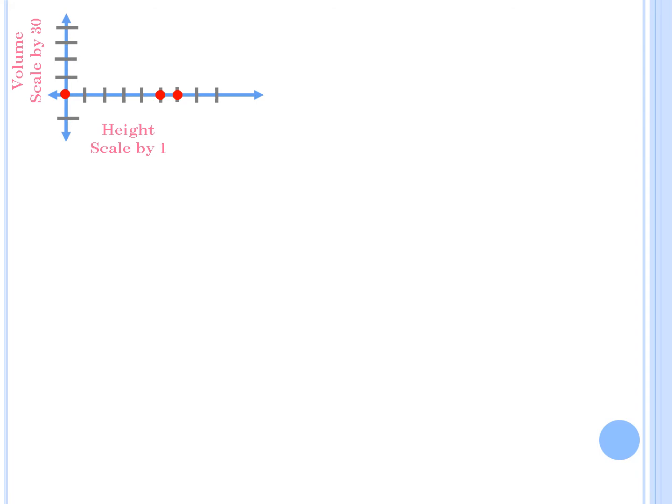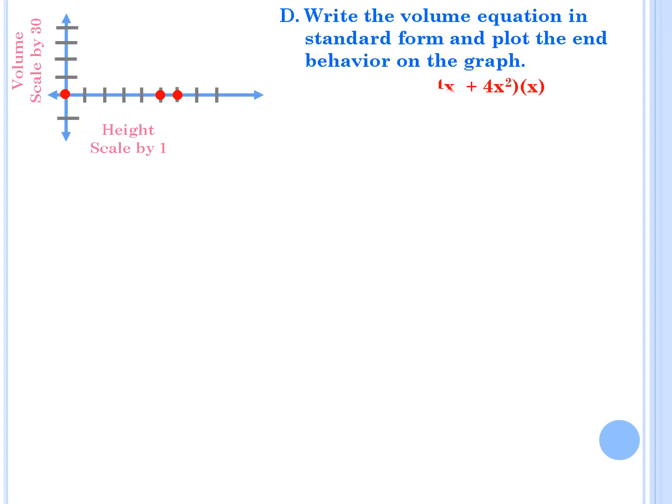All right, now that we have completed step 1, which was to find the zeros and plot them, now we're going to be talking about end behavior. But for end behavior, we need the leading term of our equation. And to get the leading term, our equation needs to be in standard form. So I'm going to first multiply those two binomials together. Then I'm going to distribute the x. But when I distribute the x, I'm also going to take that opportunity to write it in standard form. So I end up with V of x equals 4x cubed minus 44x squared plus 120x.